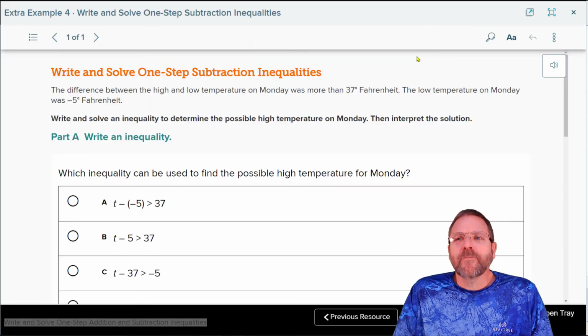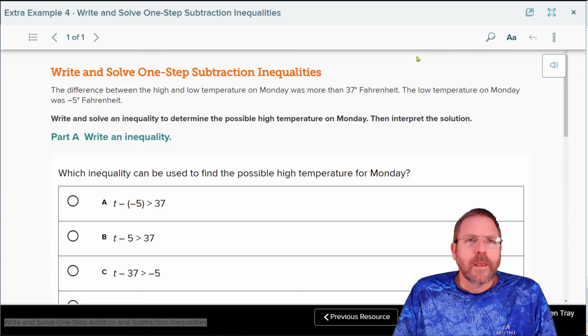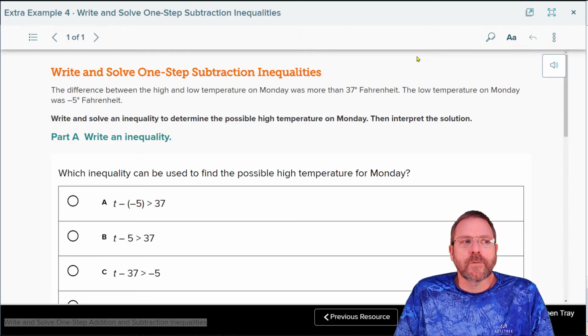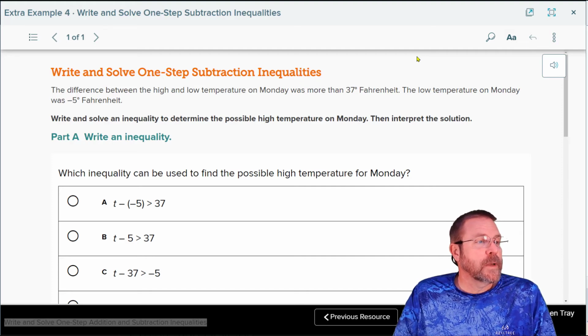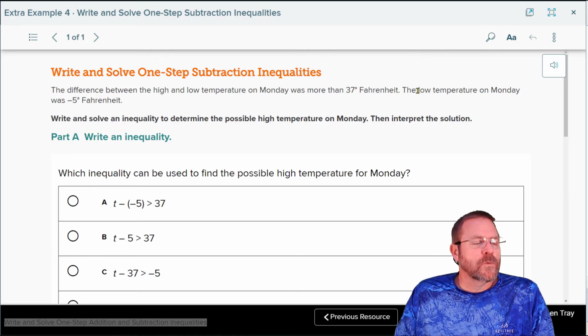And now it's time for your final practice problem in this lesson, extra example number 4. Go ahead and pause the video and work on it. The difference between the high and the low temperature Monday was more than 37 degrees Fahrenheit. The low temperature on Monday was -5 degrees Fahrenheit. Write and solve an inequality to determine the possible high temperature for Monday, and then interpret the solution.